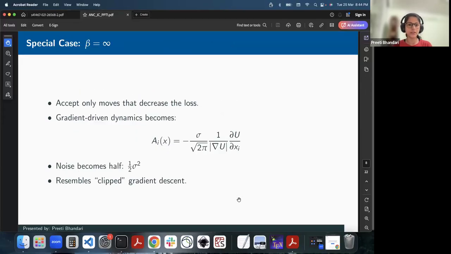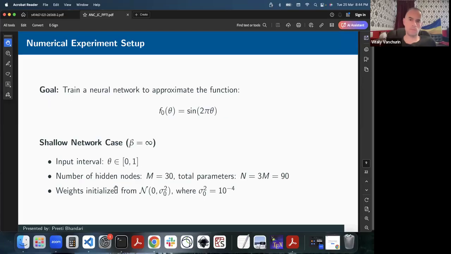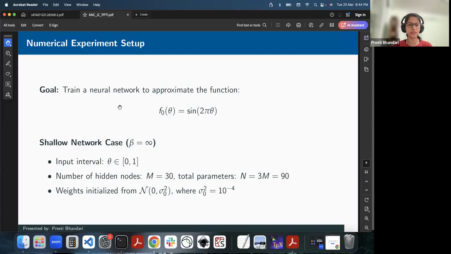But when beta is equal to infinity, in that case, your gradient descent equation looks something like this. Now your learning rate is something like sigma upon square root of 2 pi, so that also varies and your noise also becomes less. And because, as I said before, delta U greater than 0 transitions are not allowed, they call it clipped gradient descent.